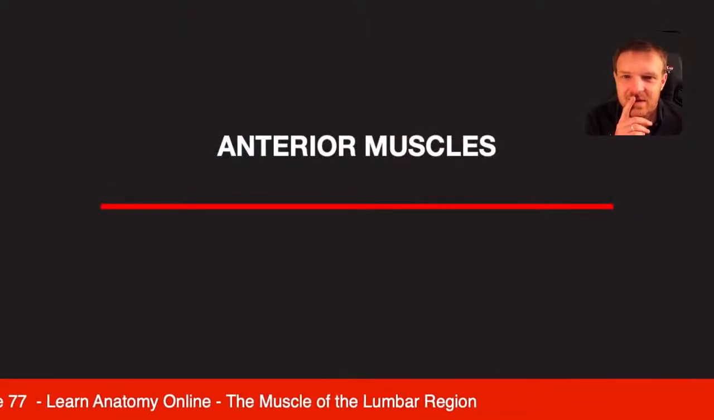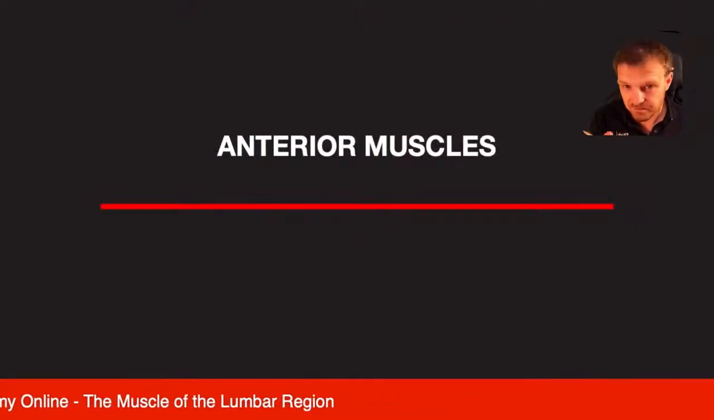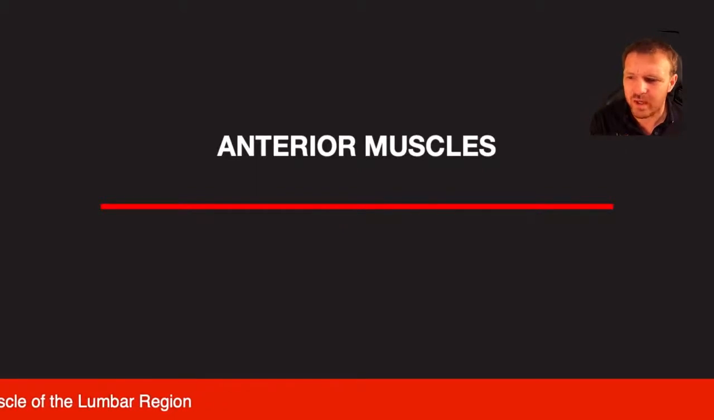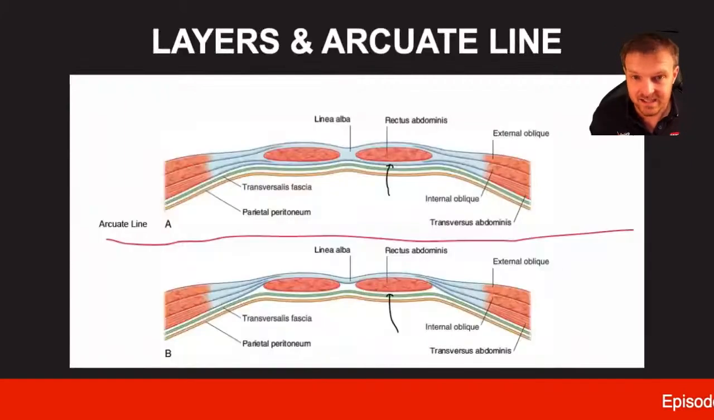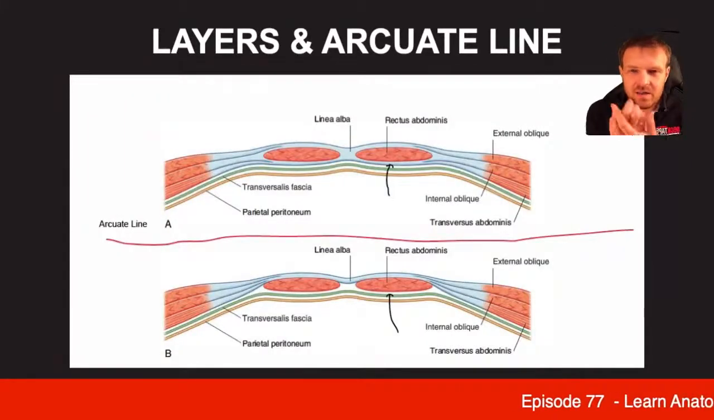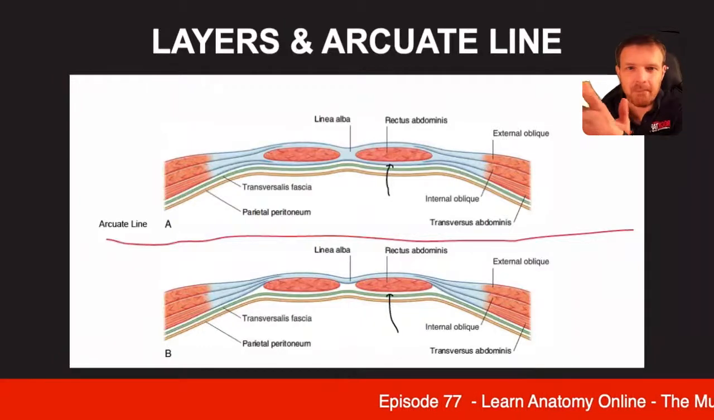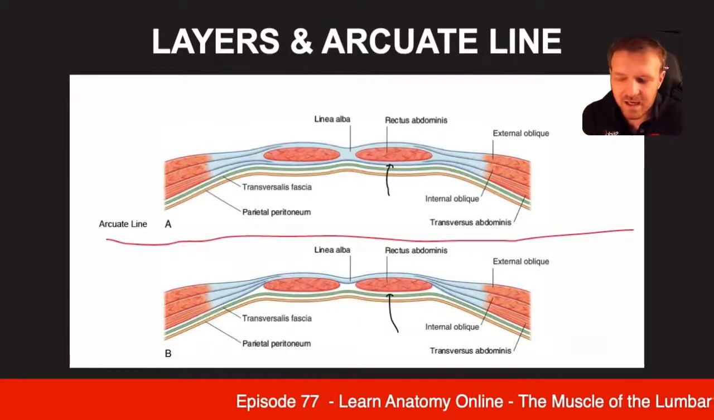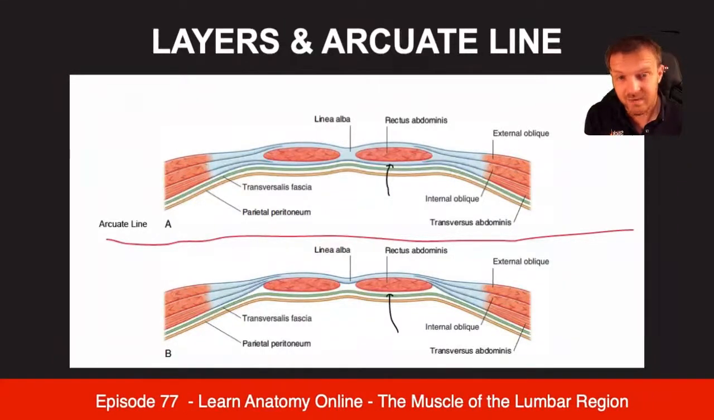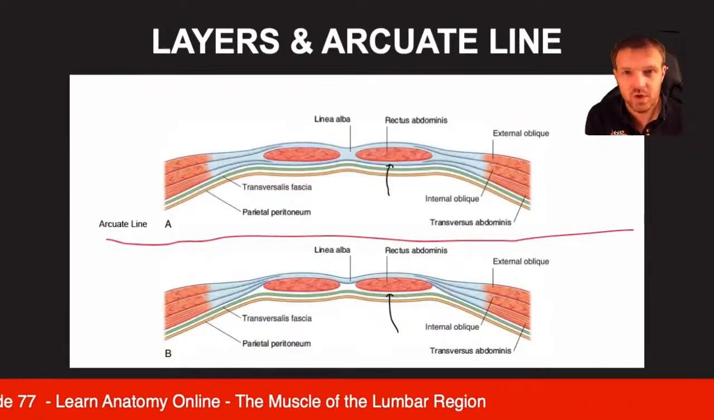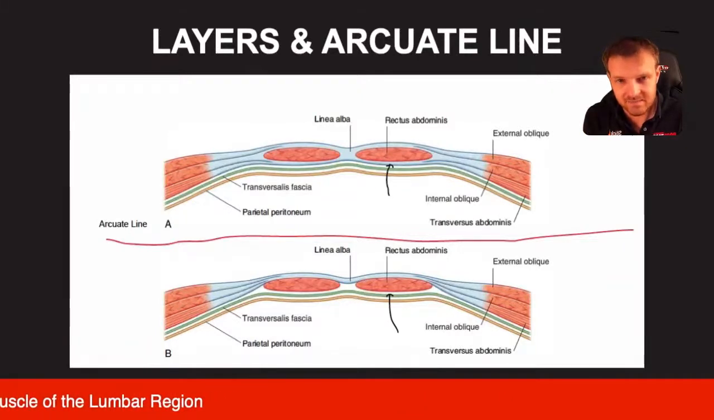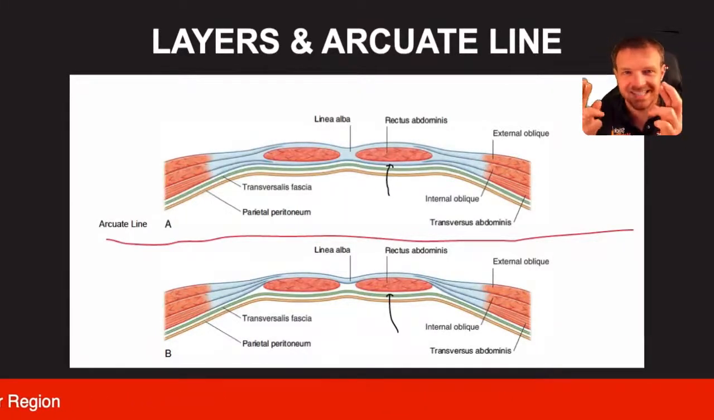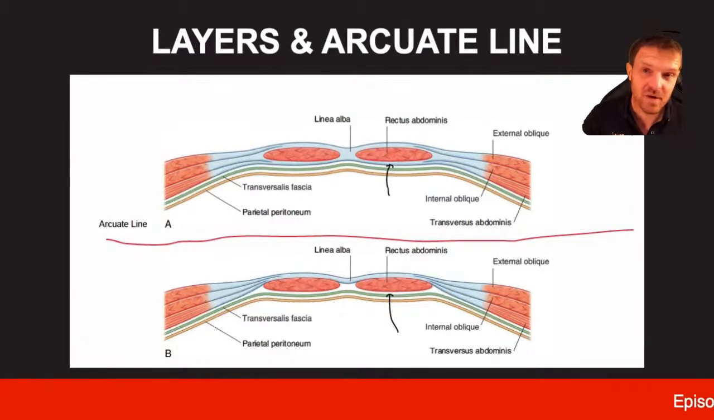Okay, so let's have a look at this. Anterior muscles first, and what we're going to bring this all back to time and time again is this. These are the layers of the musculature. I'm going to introduce you to this now, and then hopefully by the end of this, you'll know what the layers are and what the arcuate line is. If you've got any questions as we go along, then give me a shout.